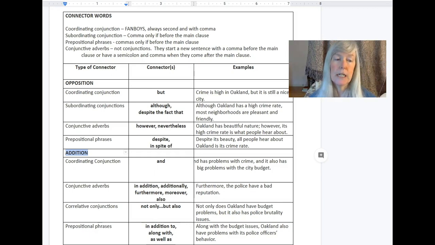A correlative conjunction is the not only, but also. It's two parts that are correlated. Not only does Oakland have budget problems, but it also has police brutality issues. And a prepositional phrase: in addition to, along with, as well as. Along with the budget issues, Oakland also has problems with its police officers' behavior. So again, I'm trying to say more or less the same thing using several different types of connectors and transitions.